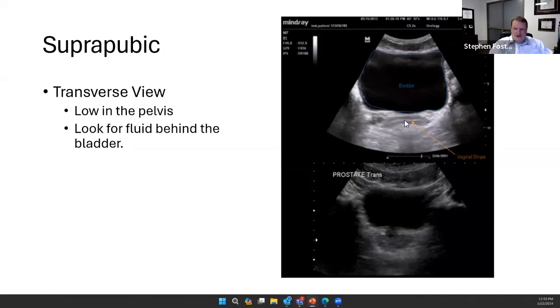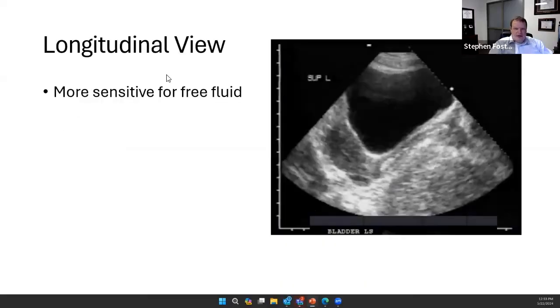It can look like there's fluid there, but you're going to look for that uterine stripe right in the middle, which is usually the big sign. And then on males, you're going to see the same thing, but you're going to see a prostate at the bottom. These are normal images. Then you're going to rotate the probe 90 degrees. You're going to look at the longitudinal view. And this is actually the better view to look for fluid. And you're going to scan from one side of the bladder all the way to the other. As you can see here, normal scan.